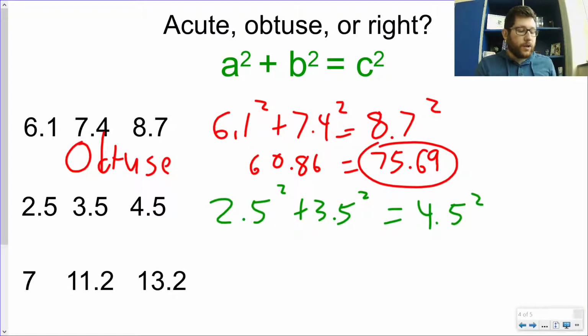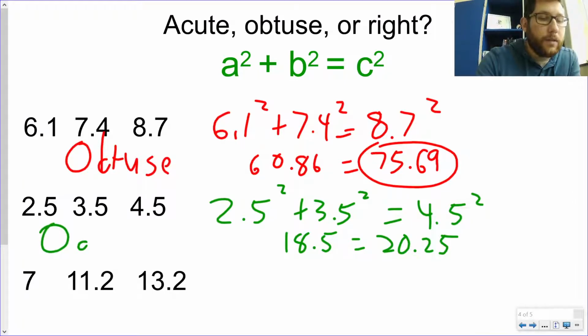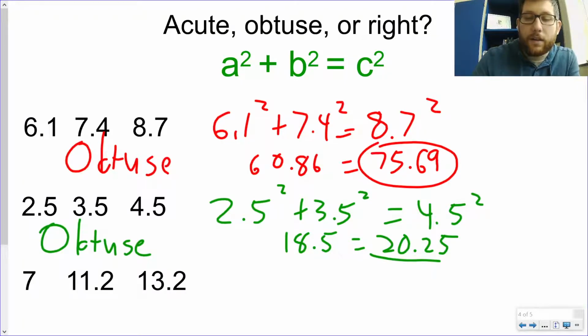Okay, so we'll plug it into our calculator real quick. 2.5 squared plus 3.5 squared. Okay, I get 18.5 on one side, and I do 4.5 squared on the other, and I get 20.25. All right, the larger one is bigger, so this is going to be obtuse again. Okay, notice that this one is bigger.